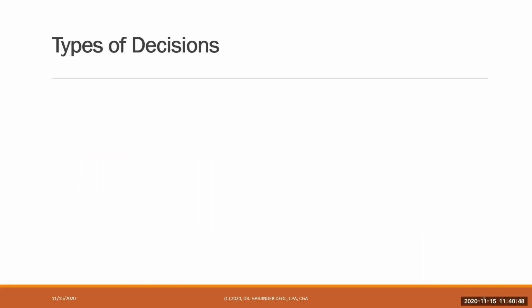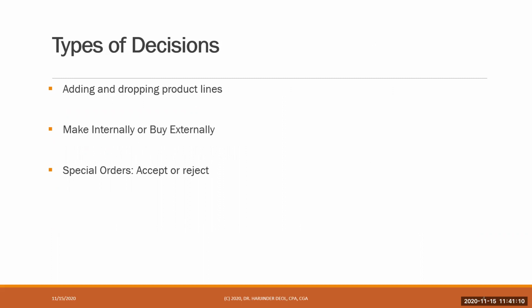The types of decisions that we'll be looking at include the decision of whether to add or drop a particular product line or a segment, whether to make internally in-house some part or product or to outsource that particular process, whether to accept or reject special orders, and where joint products are produced, whether to sell or process further.